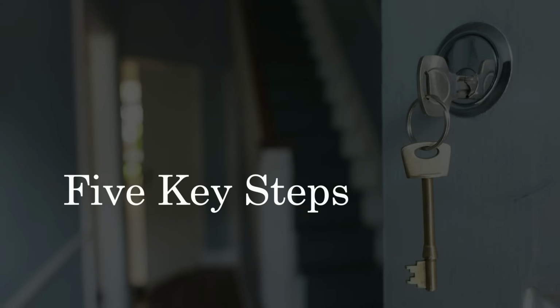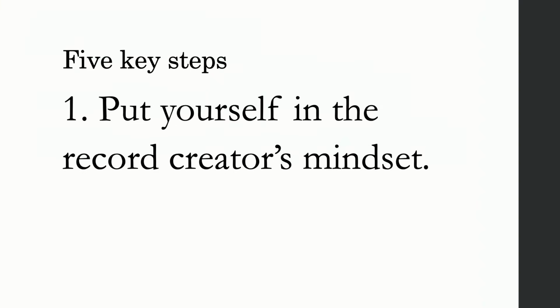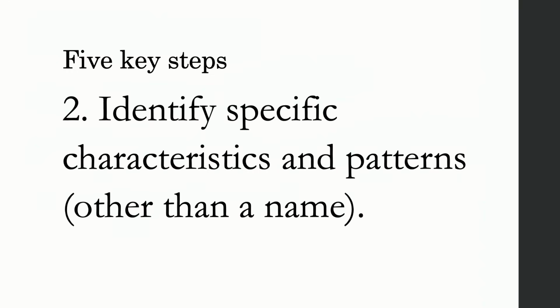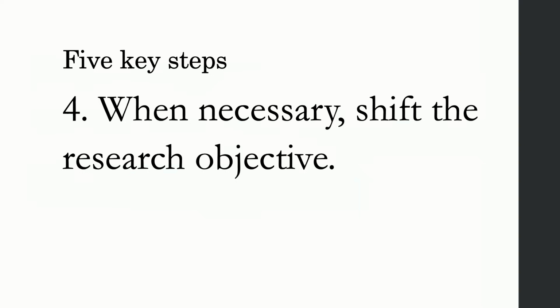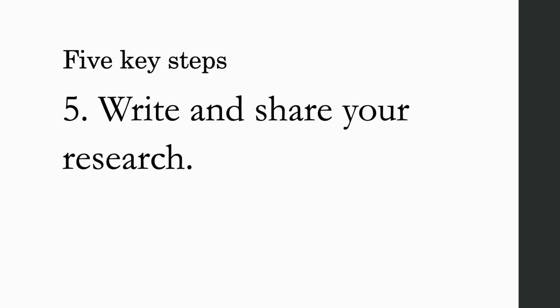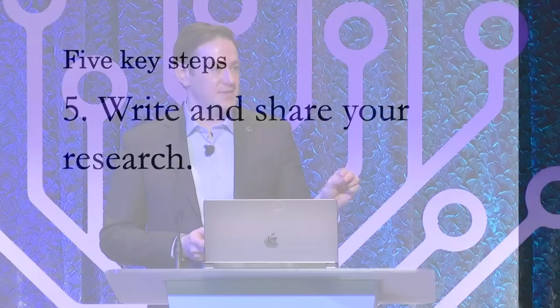So let's go over our 5 steps. And we'll go over each of these in depth, so no need to scribble quickly. First, we're going to learn how to put ourselves in the record creator's mindset. Then we're going to identify specific characteristics and patterns other than their name. Then we're going to research and create individual profiles for individuals of the same name. When necessary, we're going to shift the research objective entirely. And finally, we're going to write and share our research no matter what we find, because knowing who is not your ancestor is oftentimes just as important as knowing who your ancestor actually is.